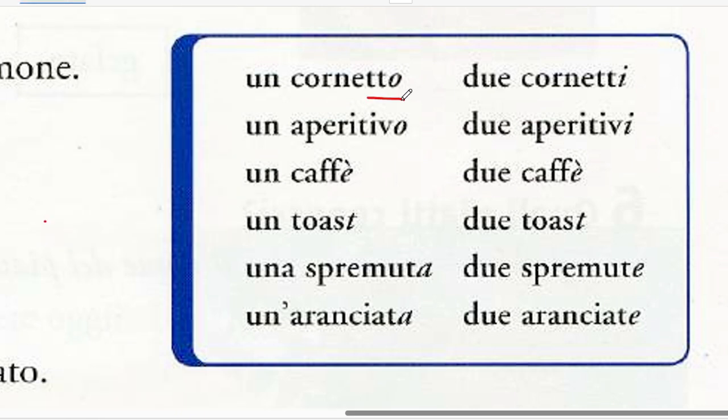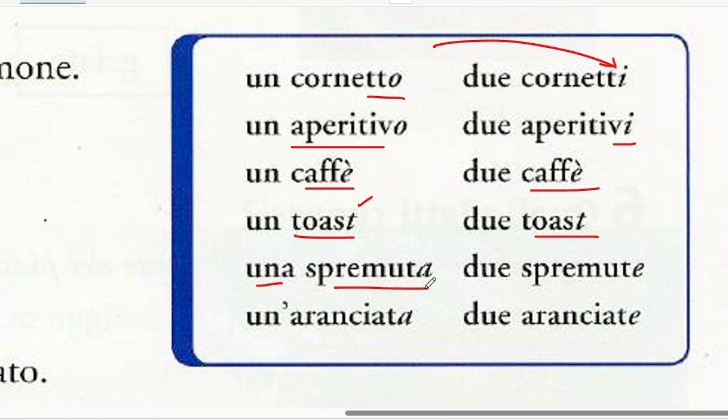Un cornetto, it is ending in O. As I told you, O will change into E. Due cornetti. Aperitivo, due aperitivi. Caffè, due caffè. Un toast, due toast. Una spremuta, due spremute. L'aranciata, un'aranciata, here we are using not number one, but A or N. Un'aranciata, due aranciate.